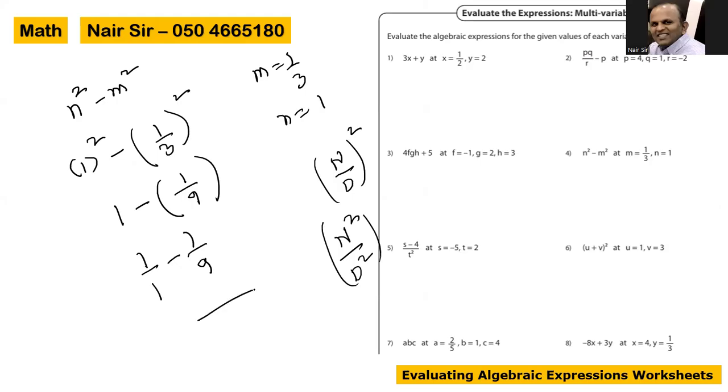So 9 ones are 9, 1 into 9, this is cross multiplication I'm doing, minus 1 into 1. 9 ones are 9, minus 1 upon 9. 9 minus 1, 8, 8 upon 9. That's my answer.